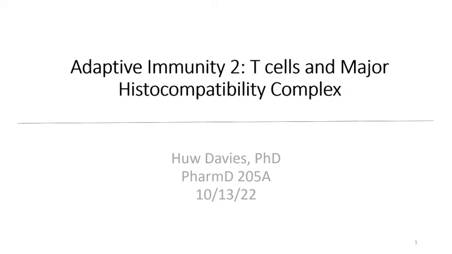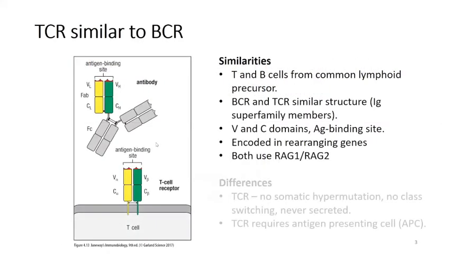Together, so we look at T cells and MHC. Similar to the B cell, the T cell also has an antigen receptor, the T cell receptor for sure. There's a T cell receptor called TCR, and as you might expect, there are a lot of similarities between the TCR and the BCR.